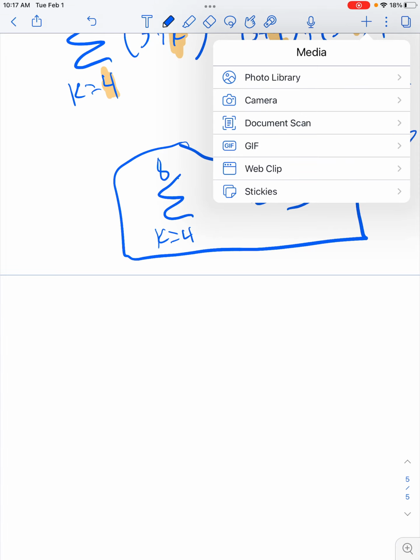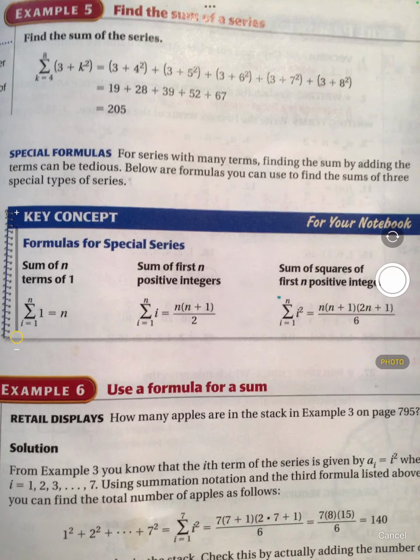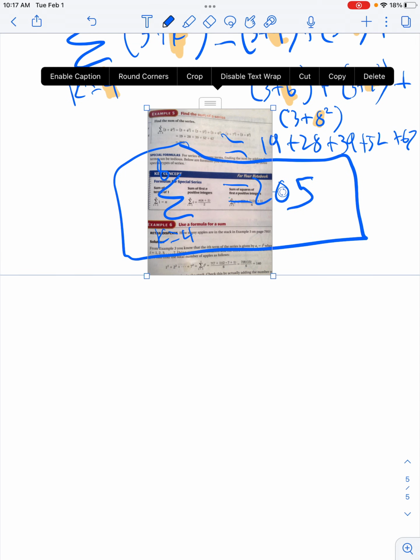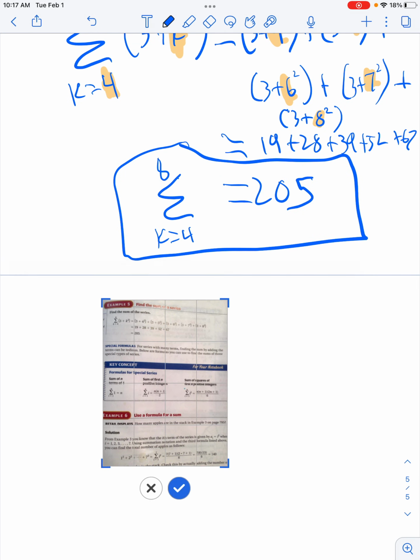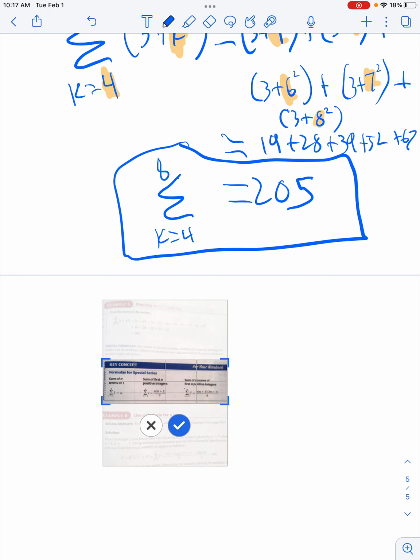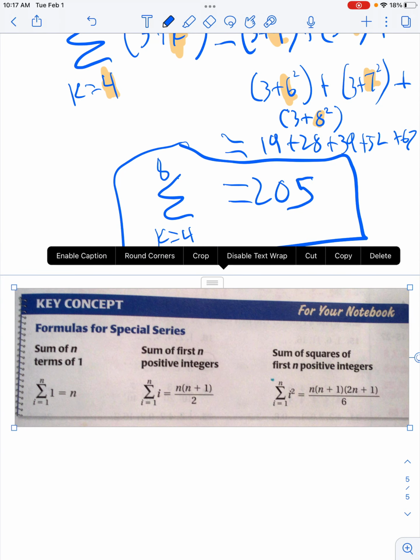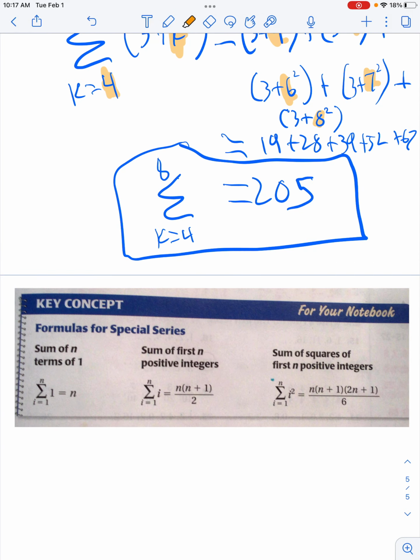Some special cases. Let's take a look. All right, here we go. Sums of n terms of 1. If you look at this example, there's no variable in your equation. So you're just going to add 1 plus 1 plus 1 plus 1 plus 1 as many times as necessary.